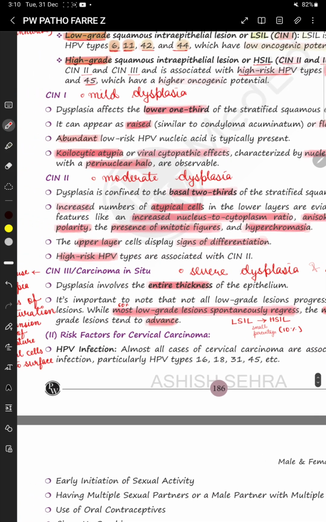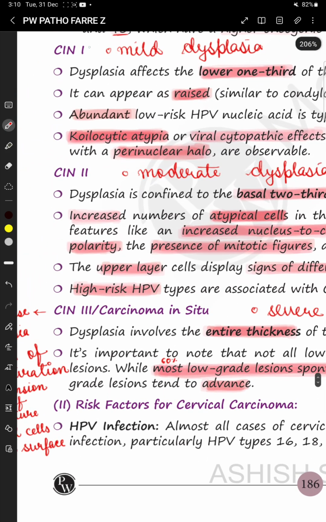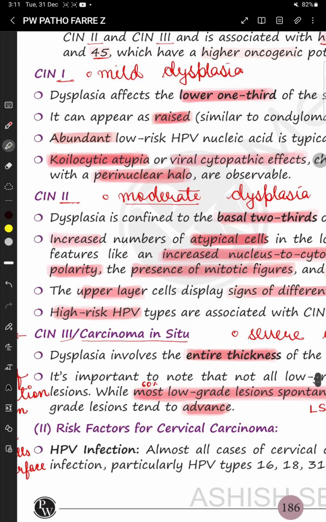Then there are three types of cervical intraepithelial neoplasia, that is 1, 2 and 3. 1 में माइल्ड डिस्प्लेशिया होता है, 2 में मॉडरेट डिस्प्लेशिया होता है और 3 में सीवियर डिस्प्लेशिया होता है, और it is also known as carcinoma in situ. CIN1, that is mild dysplasia.